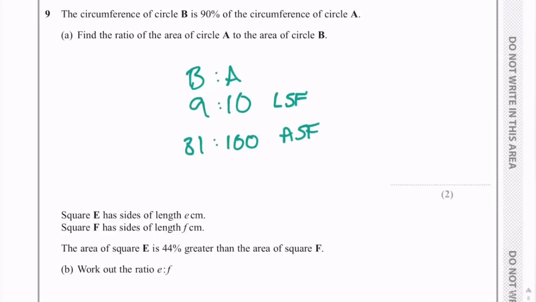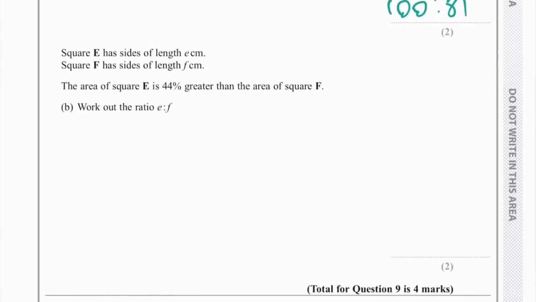I've got to be careful here, it does say find the ratio of the area of A to the area of B, so I just need to swap those over. It's 100 to 81. That's purely based on the way I decided to write it to start with. I could have written A to B to start with and had 10 to 9, not had to worry about that. But I've kept it in the order that the question talked about it. On to the next part.